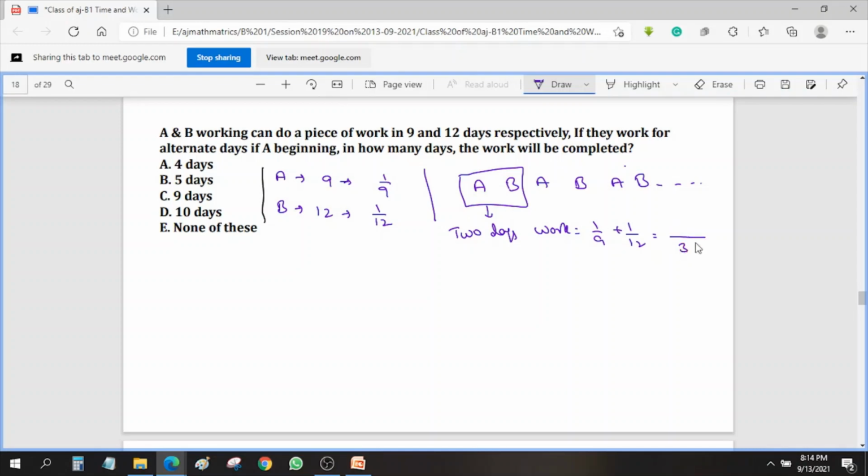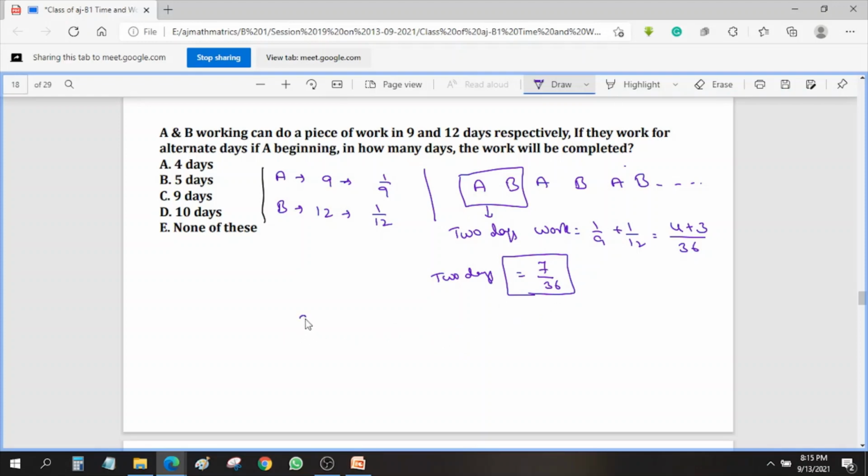Now 36 is the LCM. Okay, if 36 is the LCM, 4 plus 3, which means 7 by 36. So 7 by 36 is the work. Okay, if 7 by 36 is the 2 days' work, now what does it mean?